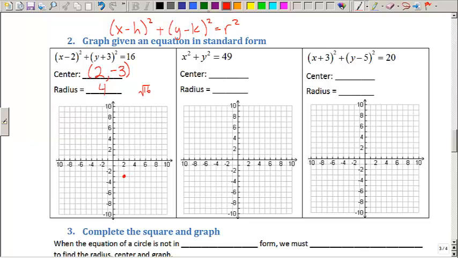I found my radius by taking the square root of r squared. And then I would like to move up, down, left, and right r units from the center. So from my center, I'm moving up 1, 2, 3, 4 units and put a dot.